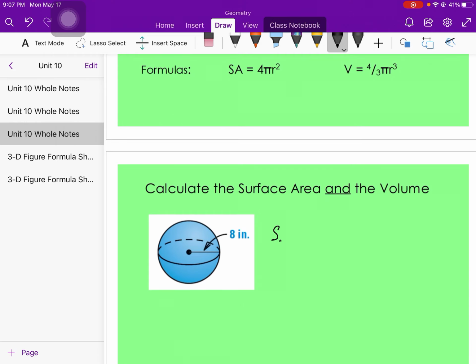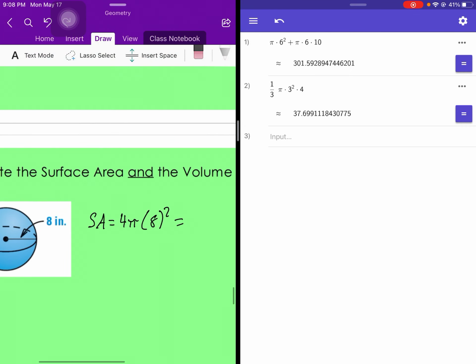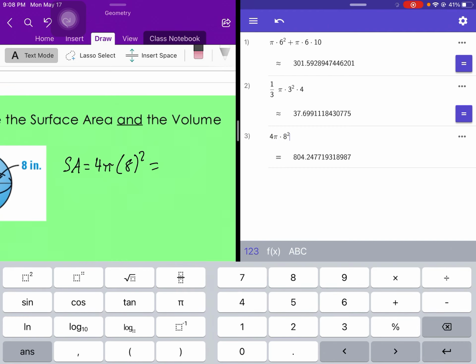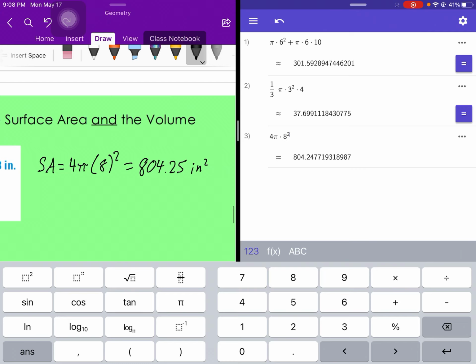So let's start with surface area. So surface area is going to equal 4 pi times 8 squared. Nothing too crazy there. Just got to type that in. And we get approximately 804.25. We'll round that, and that's inches squared.